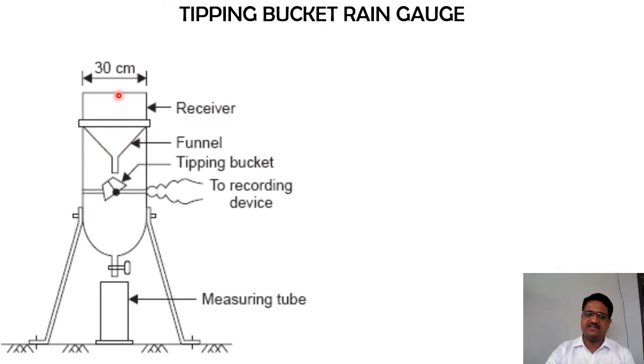One more difference: for a non-recording type of rain gauge, that is Simon's rain gauge station, the diameter was only 12.5 centimeters. But now the diameter has increased to 30 centimeters in the recording type of rain gauge station. We need more because here we have mechanical arrangements for recording the rainfall, so the quantum of rainfall required for the optimum operation of these mechanical fixtures is more. That's why the diameter is a bit more than the Simon's type.